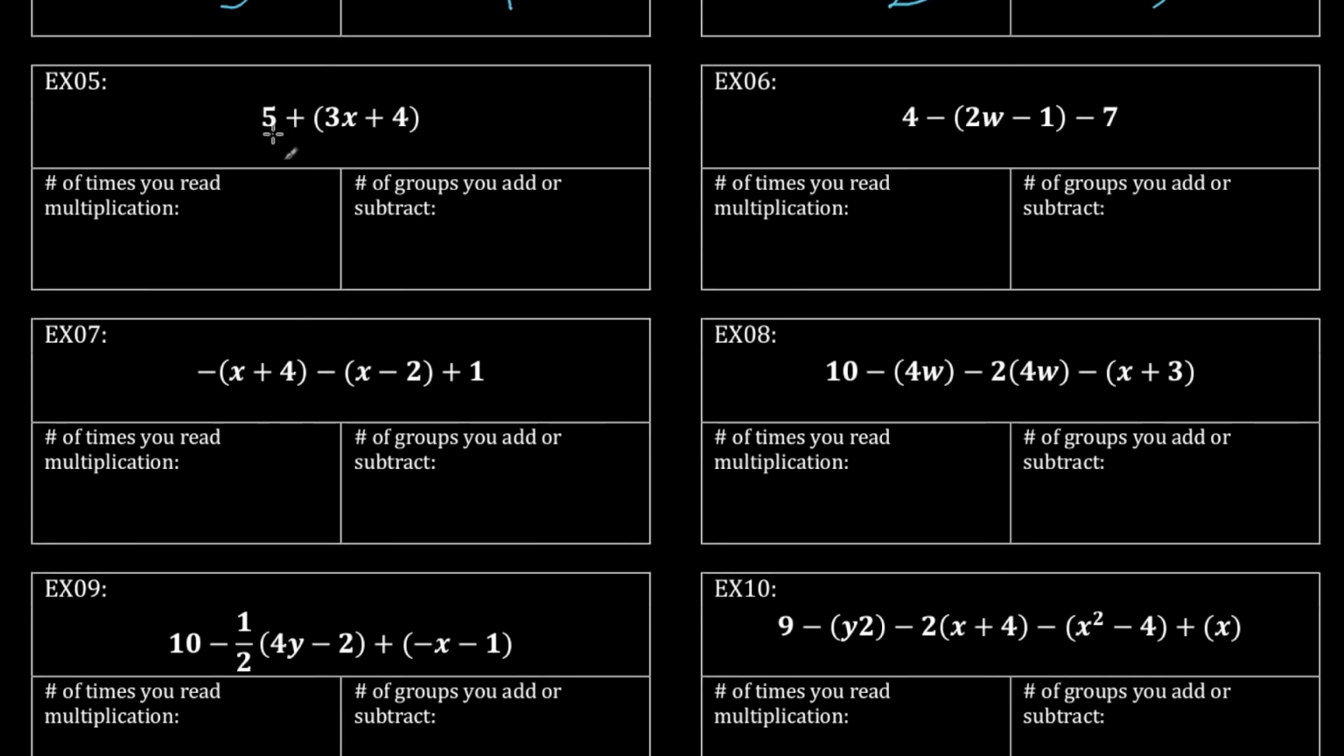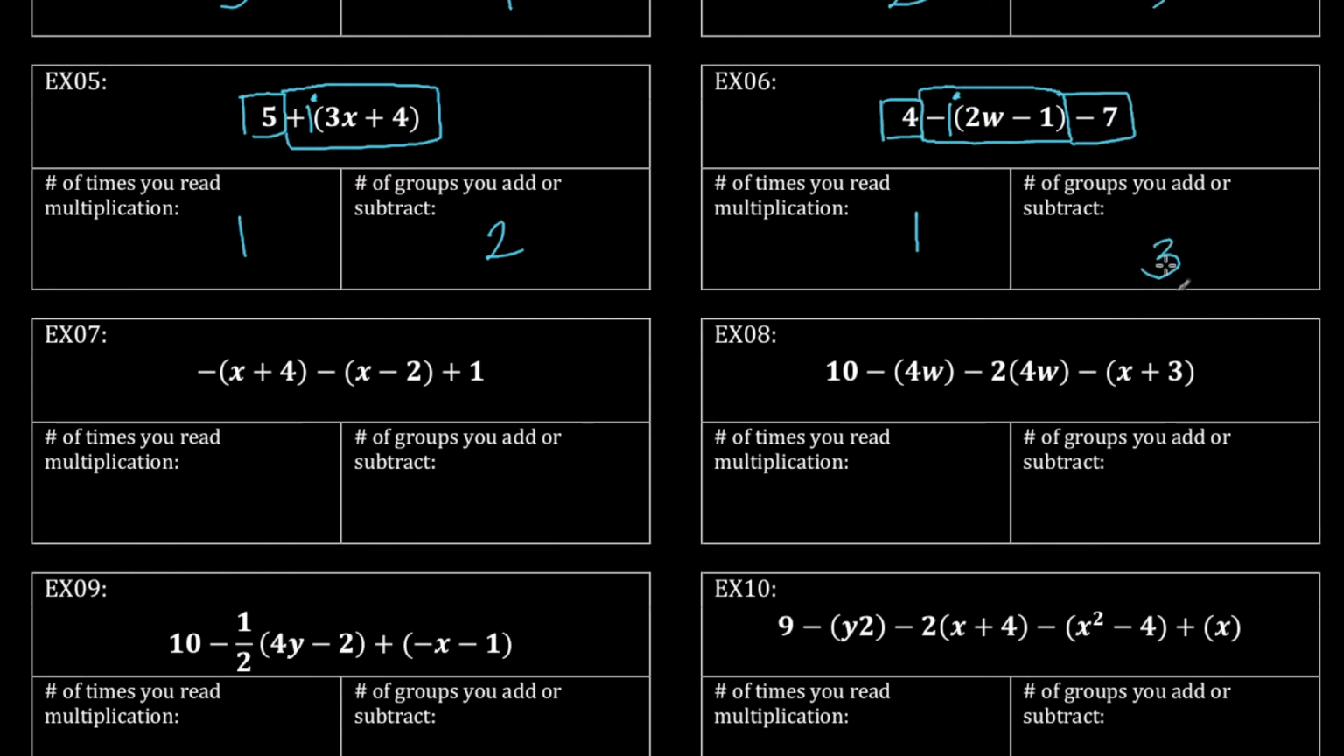So this one reads 5 plus, remember, put the 1 times 3x plus 4. So we start off with 5, and then we add 1 times 3x plus 4. So we only have 1 multiplication, 2 groups. Example 6 says 4, before I do that, let's put in the 1. Okay, so now it reads 4 minus 1 times 2w minus 1 minus 7. We start off with 4. We take away 2w minus 1, and then we take away 7. So we had 1 multiplication, 3 groups.